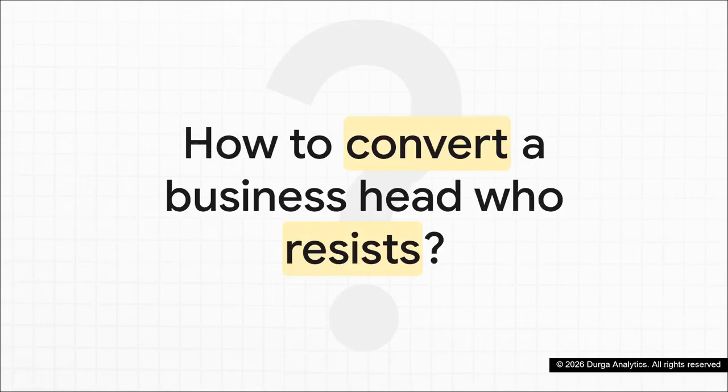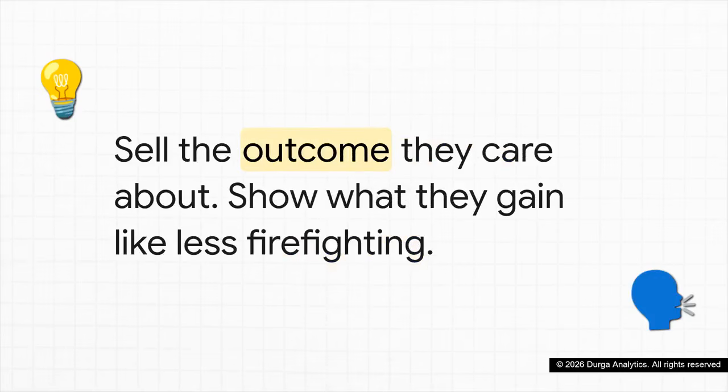Okay, let's test these new skills with a scenario straight out of a real interview for a large asset manager role. The interviewer asks you, a powerful business head resists governance as extra work. How do you convert them? Here is your 90-second knockout answer. You tell them that you sell the outcome they care about, not governance for its own sake. You show them what they gain: less firefighting, faster reporting, and trustworthy data. Since resistance comes from a fear of extra work, you frame governance as a tool to reduce it. Getting an early win with a willing owner creates pull. Boom. You just proved you understand the core what's in it for me principle.